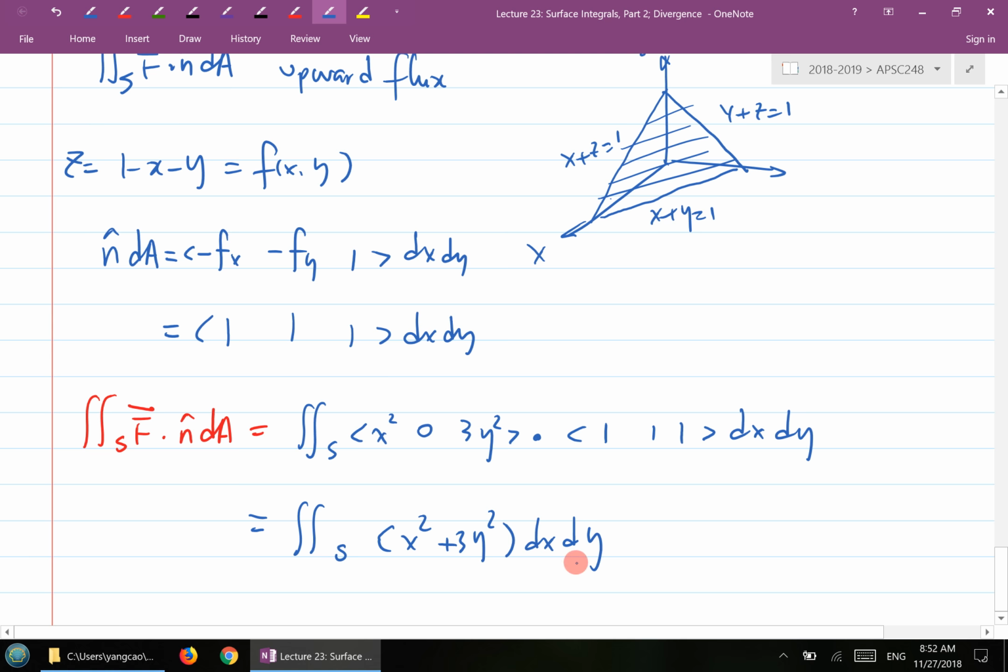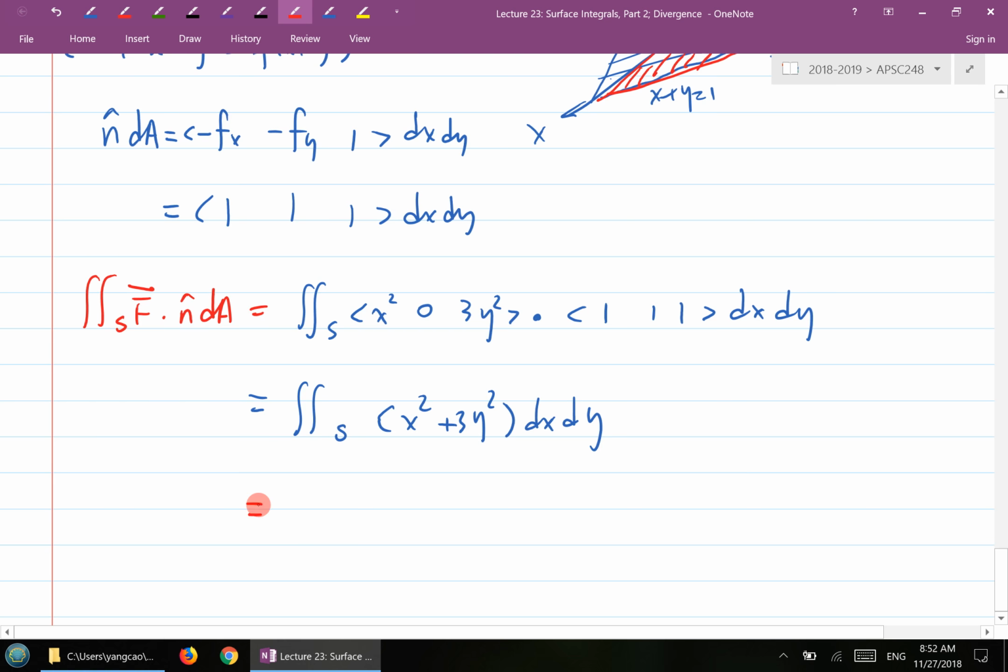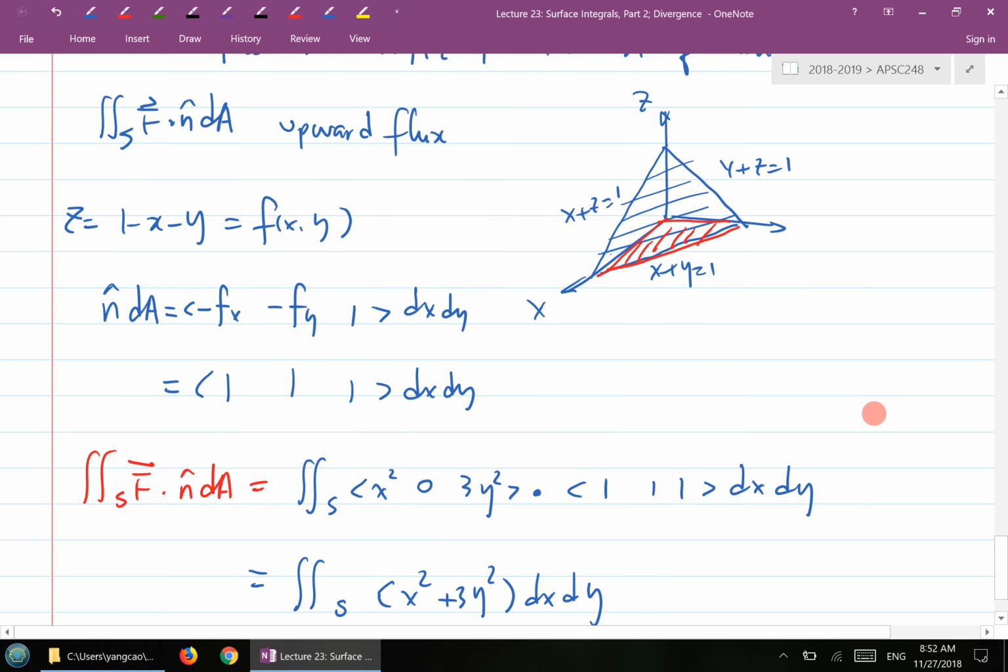Up to this stage, you have x, y. So the x and y limits can be determined based on the shadow of this surface, which is the right triangle over there. This doesn't have to use polar coordinates. You can just use typical Cartesian coordinates to calculate these integrals. So you have two choices: you can use dx dy or dy dx. Let's say I'm using dx dy.